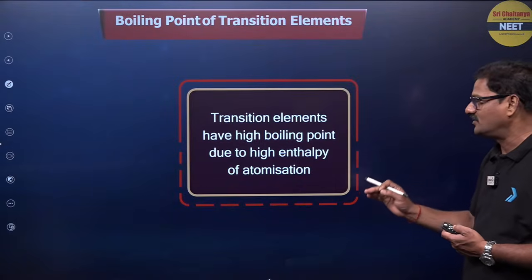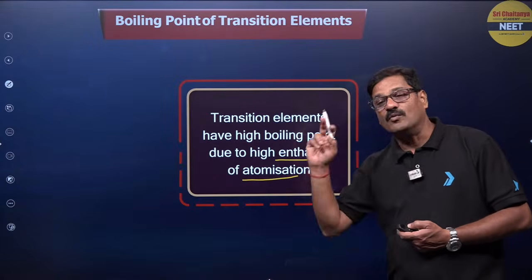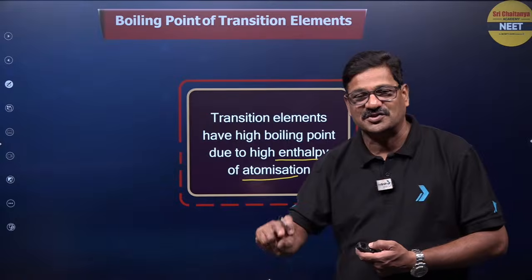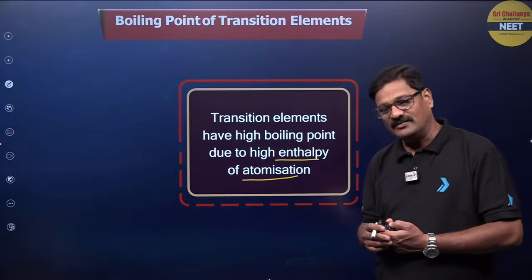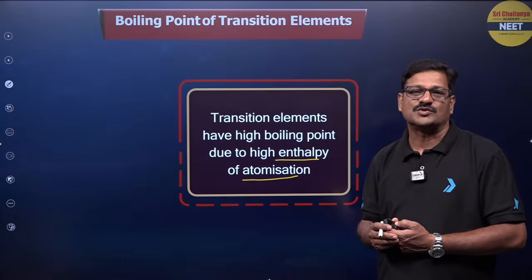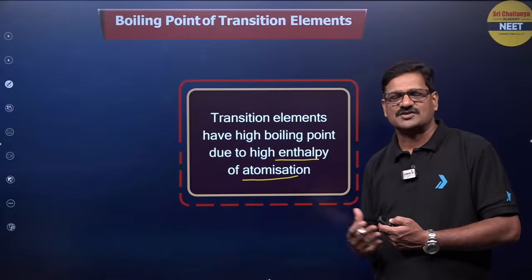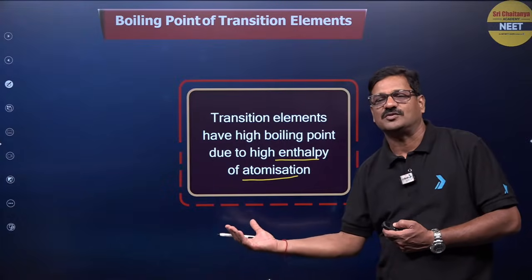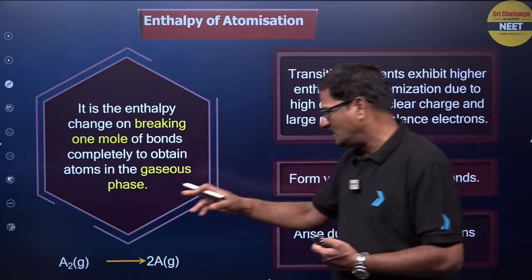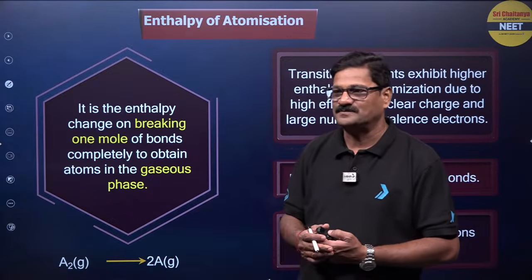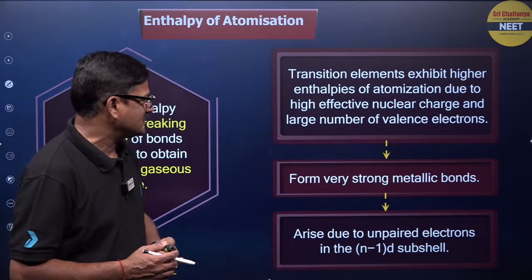Now, we can also see the boiling point of transition metals. The transition elements have high boiling point due to high enthalpy of atomization. What is enthalpy of atomization? Thermodynamics. The amount of energy given for 1 mole of substance to dissociate into its gaseous atoms. In atomization you can also say sublimation, because these are metals. So this is A2 giving rise to A in the gaseous state. So it is an endothermic process.